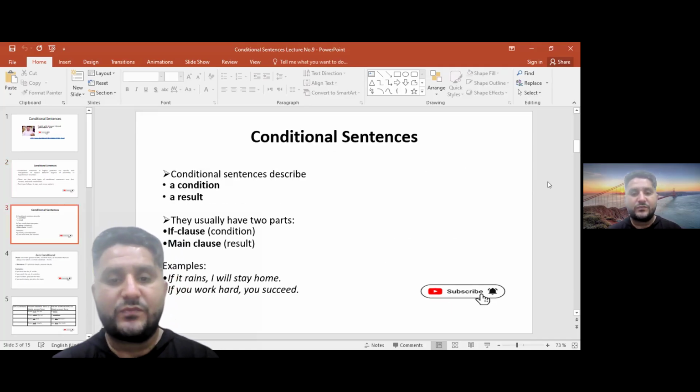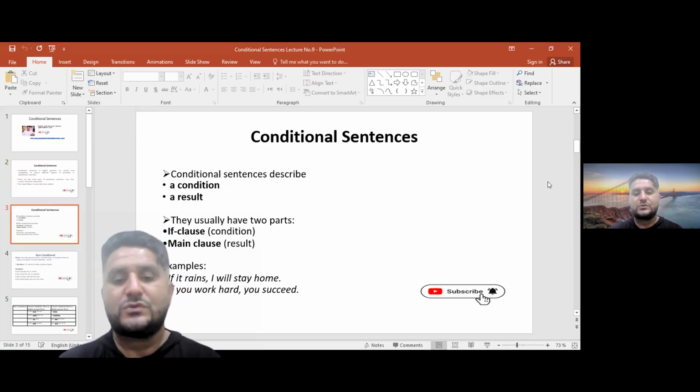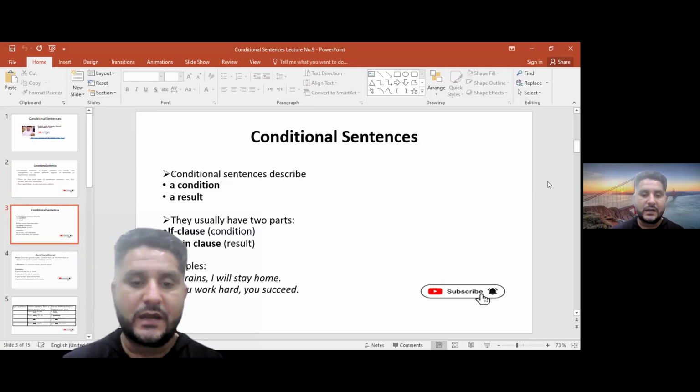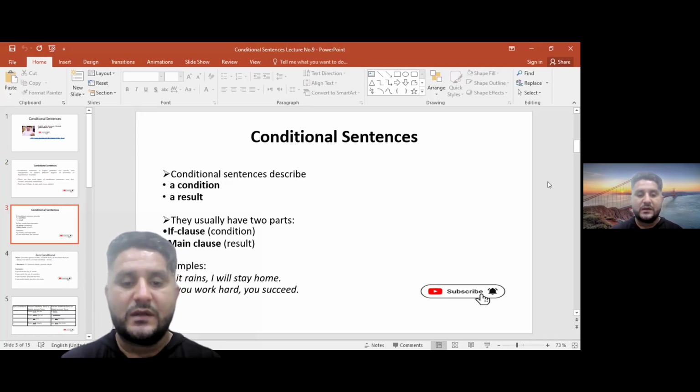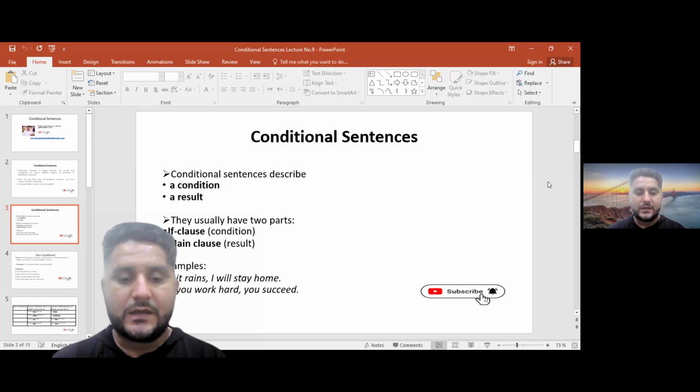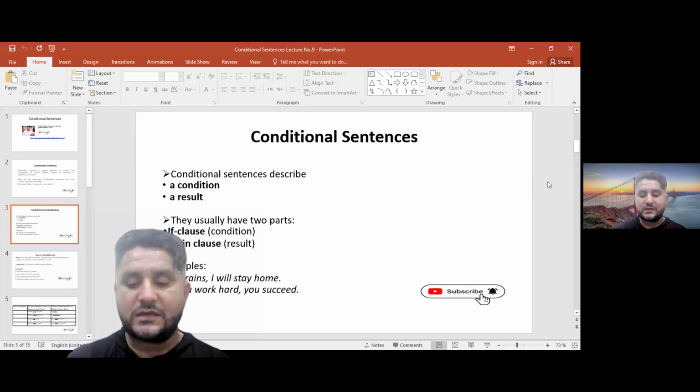Conditional sentences, first of all, describe a condition and a result. There are two clauses in a conditional sentence: the if clause that suggests a condition, and the main clause that offers a result. Examples: if it rains, I'll stay home. If it rains is the condition, and I'll stay home is the result of that condition. In the same way, if you work hard, you succeed. If you work hard is the condition, and you succeed is the result of that condition.